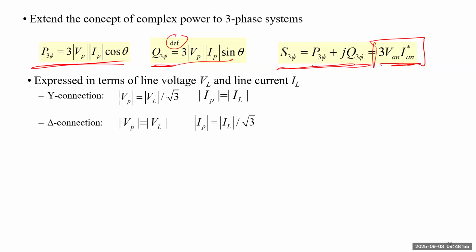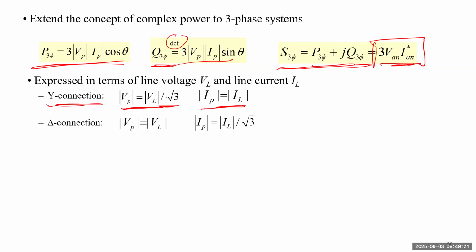But sometimes you have to assume either a Y connection or a delta connection. To calculate 3-phase complex power, you utilize whatever can be measured directly. For instance, if the load is a Y connection, the phase voltage will be the line voltage divided by 1.73, but the phase current is equal to the line current.